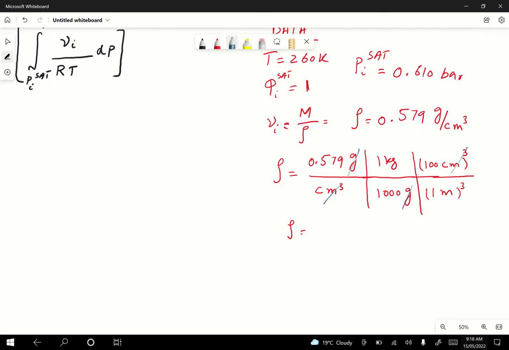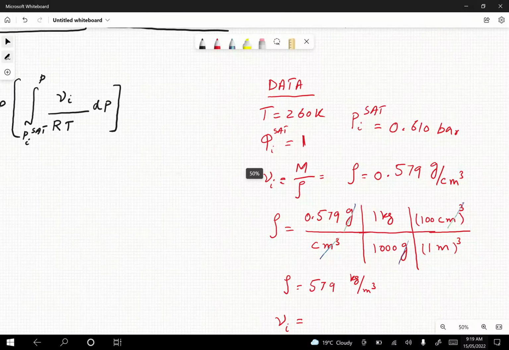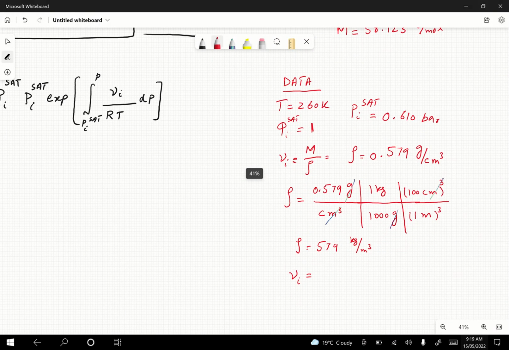So what will be the answer as a result? So we will get 579 kilogram per cubic meters. Now the specific volume which we need to use is molecular weight over density, because density is in kilogram but our molecular weight is in gram, so we need to modify this as well.